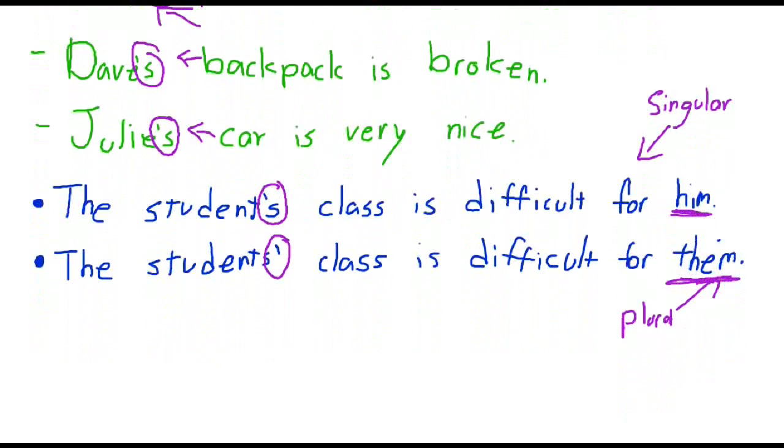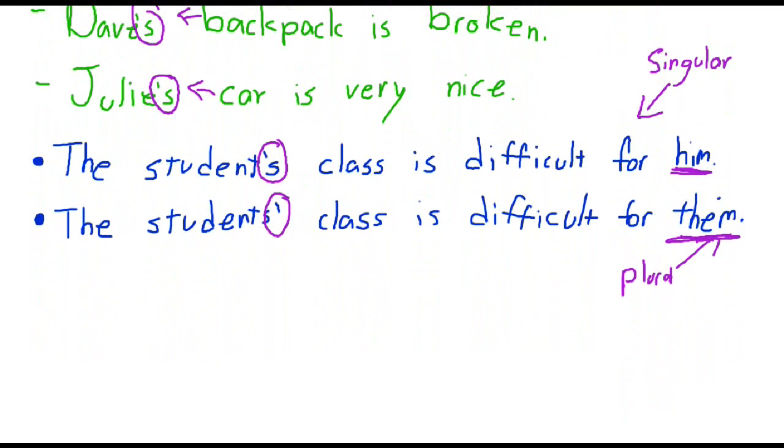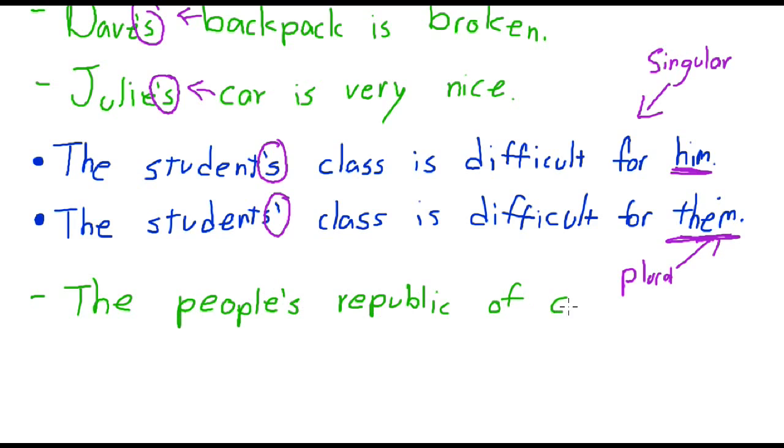Okay, but there are some things that are plural that don't end with an S. Let me give you another example of that. Maybe I can say a country name, correct? The People's Republic of China. Republic of China, correct? The People's Republic of China.